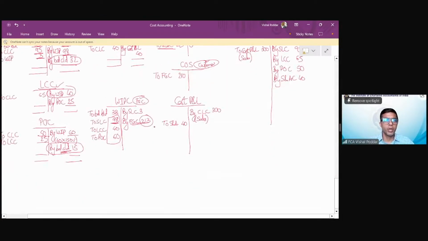Now coming to my WIP, that is the factory account. I had opening balance in WIP. Material was transferred. Labor was charged. Production overheads were charged. Some material was returned. And whatever I made in production, I transferred it to the godown. Now again here, I will have my balance carried down, representing my closing WIP.